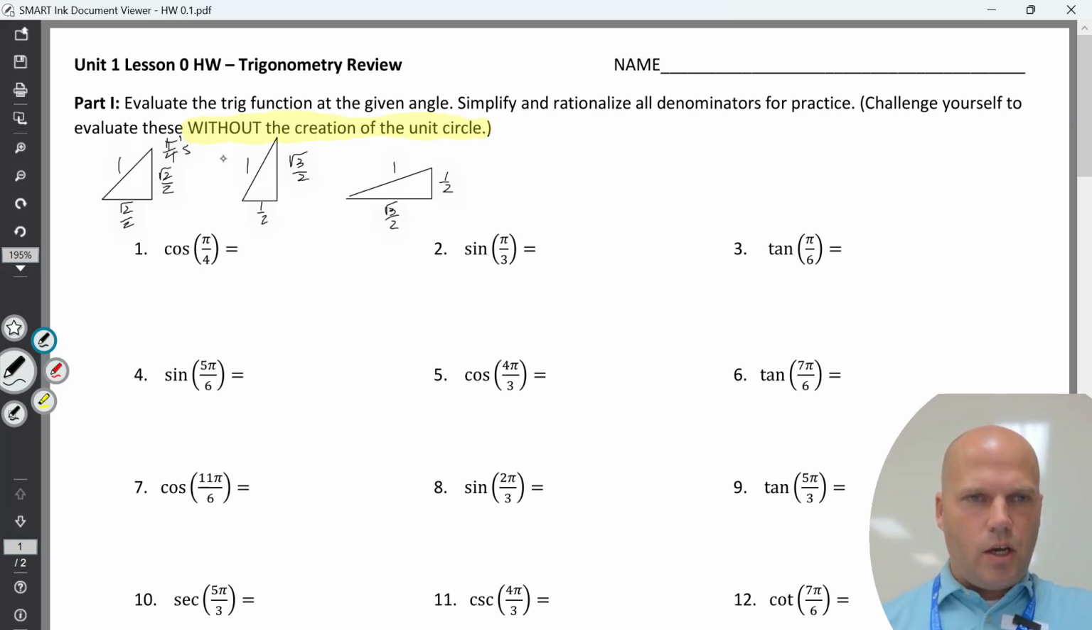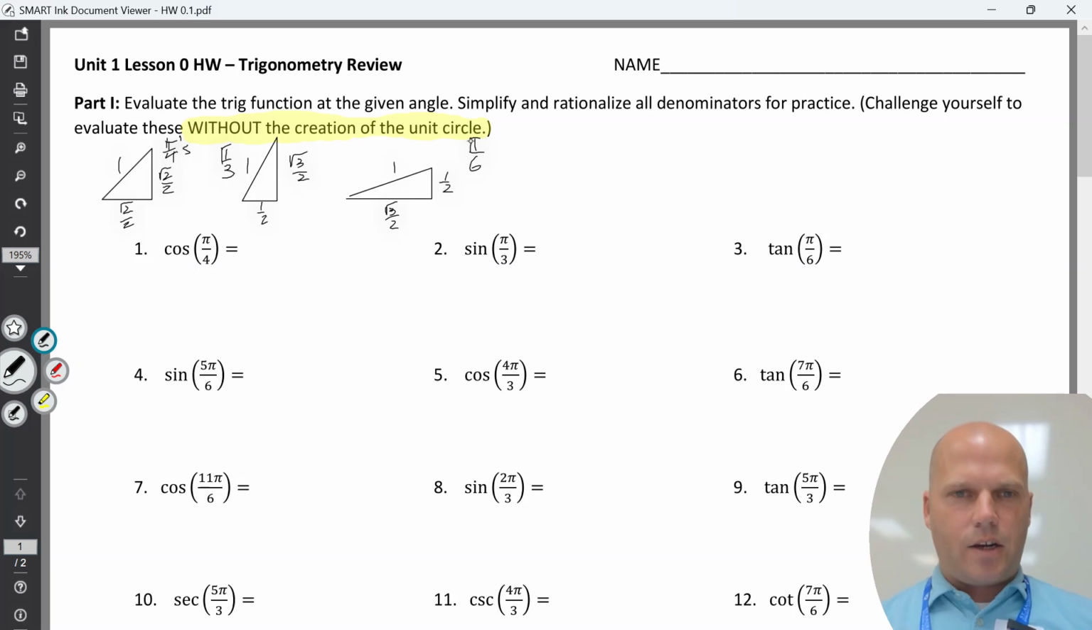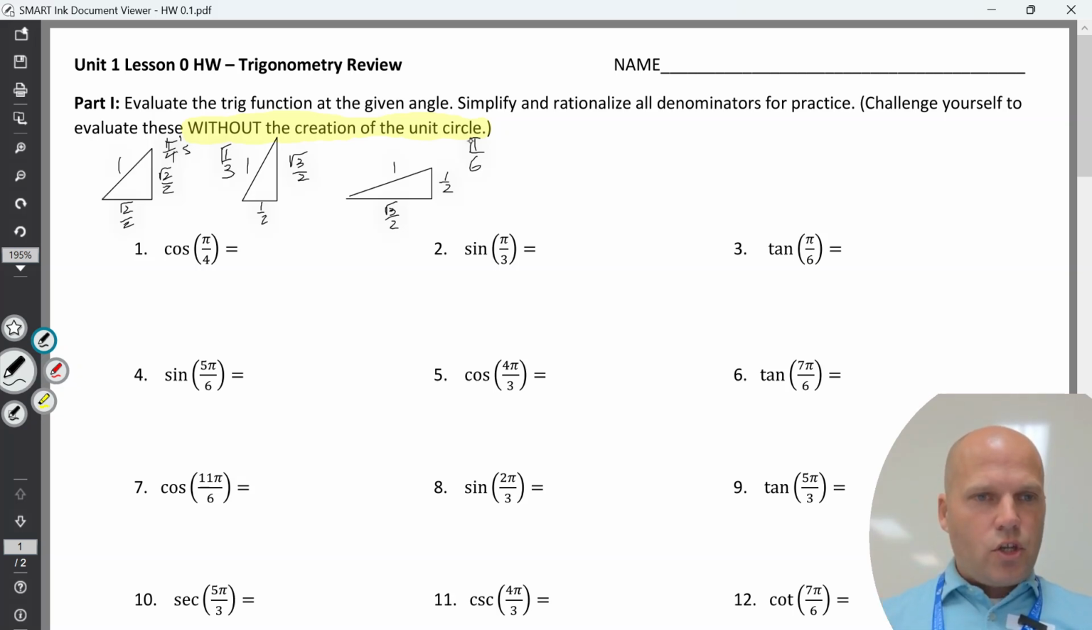And these occur at the pi over 3s versus this different orientation of the 30, 60, 90 triangle where it's the short side going up. That occurs at the pi over 6s. So cosine pi over 4, I know pi over 4 is in the first quadrant. I'm going to draw a little guy, say, okay, there's pi over 4. Boom, I can drop that down. I can know that these are the lengths.